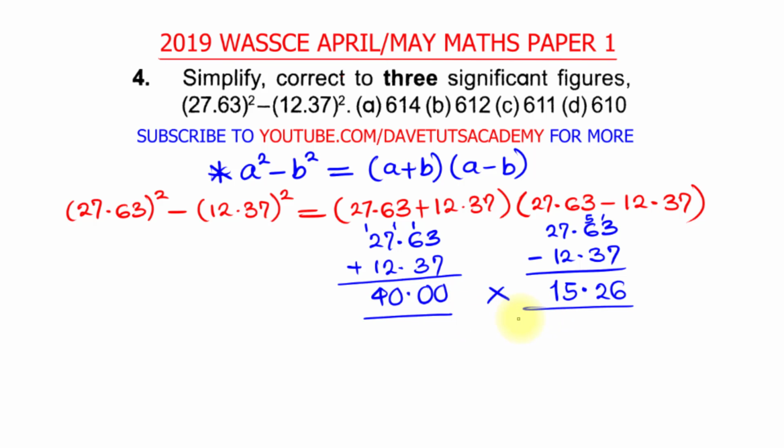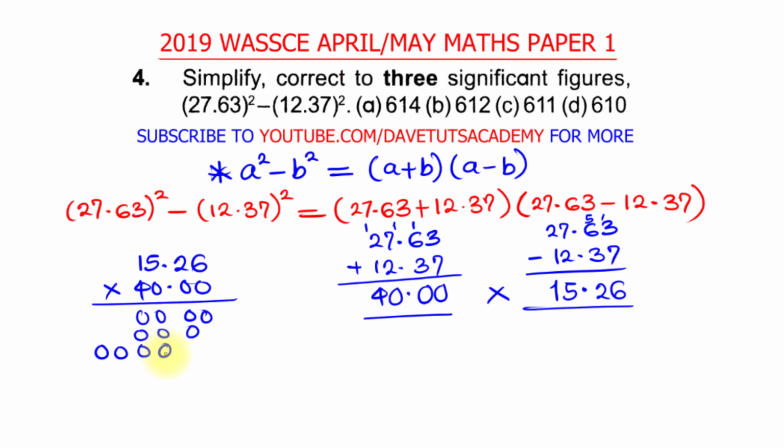Now let me just do this as I would have loved to do it. Here I have 15.26 and here I'm having 40. These two numbers I can evaluate directly: 15.26 multiplied by 40.00. I know that 0 multiplied by any number is 0. This 0 gives 0, this other 0 is also 0, and this 0 will also give me 0. You can see the number I'm using to multiply is the number I'm starting the evaluation from. In the first case I started here, in the second case I started under it, in the third case I started under it.